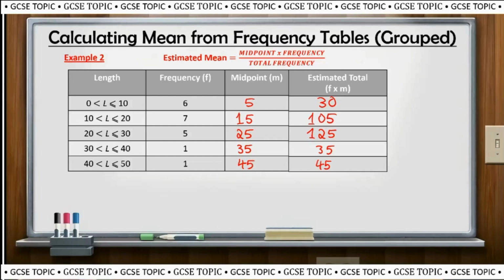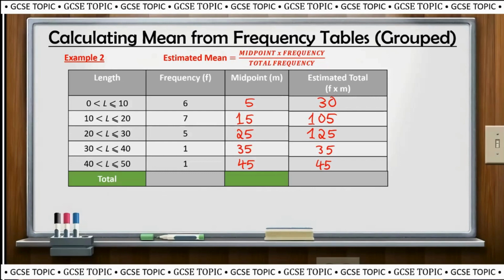For step 3, I'm now going to find the total sum for both my frequency column and my estimated total column. So for my total frequency, I'm going to add 6 plus 7 plus 5 plus 1 plus 1, which gives me a total of 20. For my estimated total column, I'm going to add 30 plus 105 plus 125 plus 35 plus 45, which gives me a total of 340.